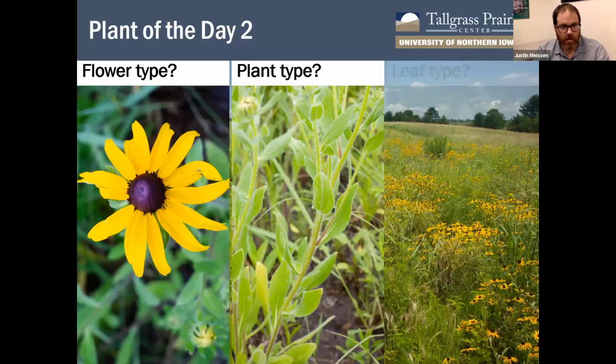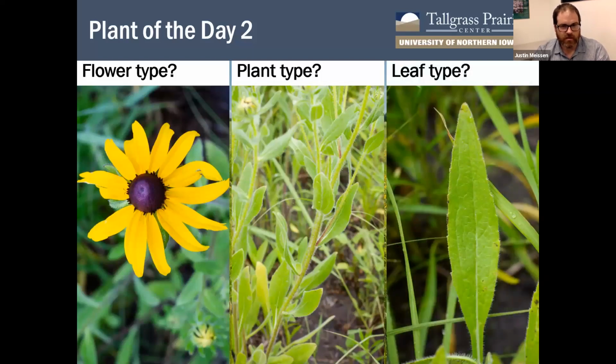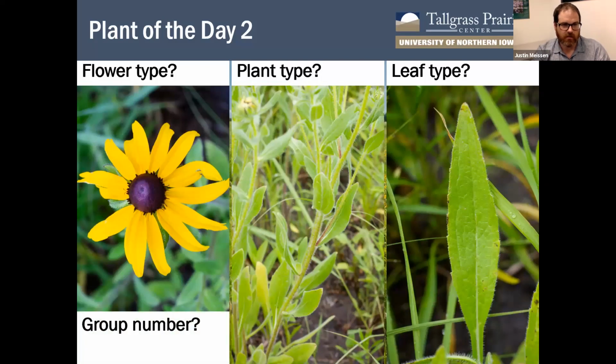And then finally, we'll look at the leaves. So what is the leaf type here? This one's slightly tricky since there do seem to be some very faint teeth. So that's going to be toothed or lobed. Okay, so what group number does that give us? 733. And reading through the keys, what page number should we check?